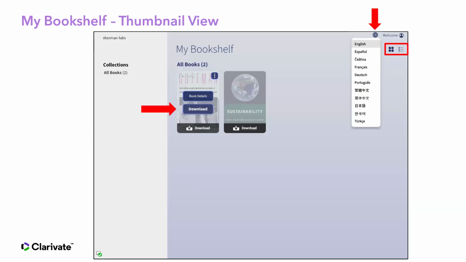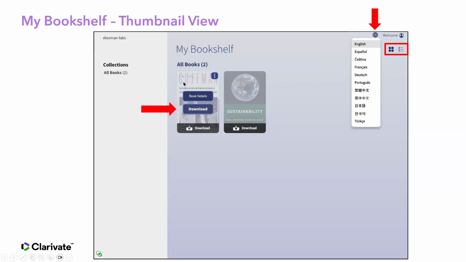When you go to open your app, you're taken to your bookshelf, which we're viewing here. This is the thumbnail view. You can change between a thumbnail view and a list view. You also have the ability to change the language within the app. Again, this just changes the language of the app. It doesn't change the language of the book itself. But we have 2 options where we can do list view or thumbnail view.